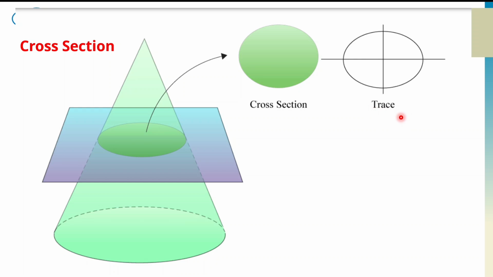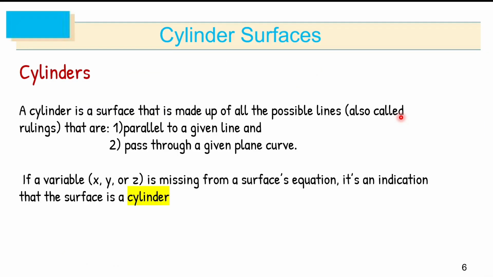We will have two types of surfaces to cover in this section. The first type of surfaces is what we call cylinder surfaces. A cylinder surface is basically made out of all possible lines that we're going to call rulings. These lines are parallel to a given line. There's a given line and these lines should be parallel to that one. And they should pass through a given plane curve.